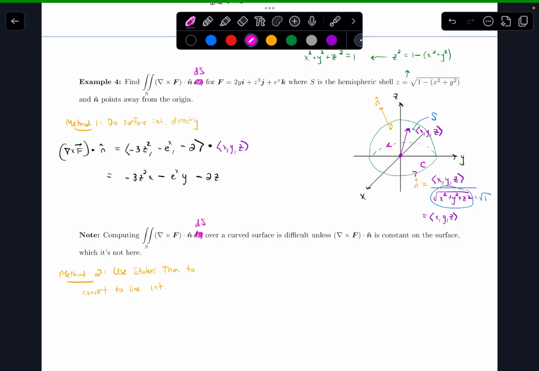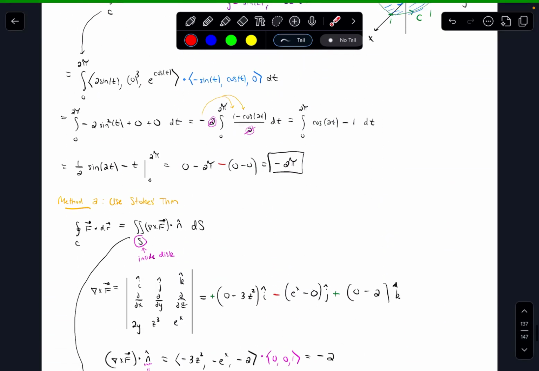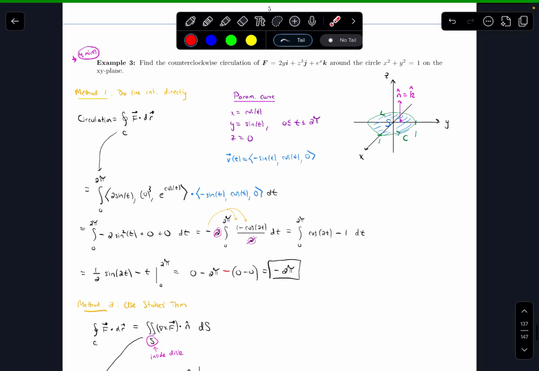So let's use Stokes' theorem. Let's convert this to a line integral. That'll give me the line integral over that closed curve, C, of my vector field dot dr. In other words, I'm doing the line integral of my vector field over this boundary curve. That boundary curve is just that circle of radius 1 in the xy plane. Well, that's literally what we did in that last example. Same vector field, that's what I'm working with, over this circle in the xy plane. We did that already. That's negative 2 pi.